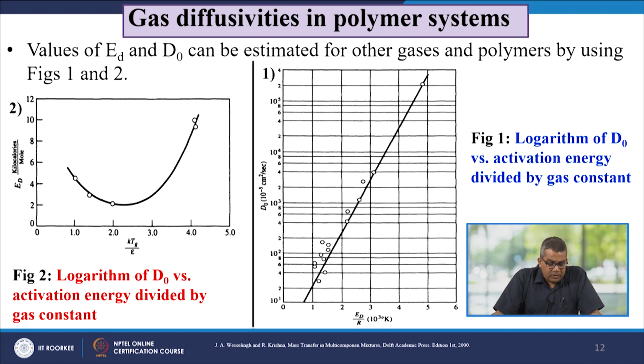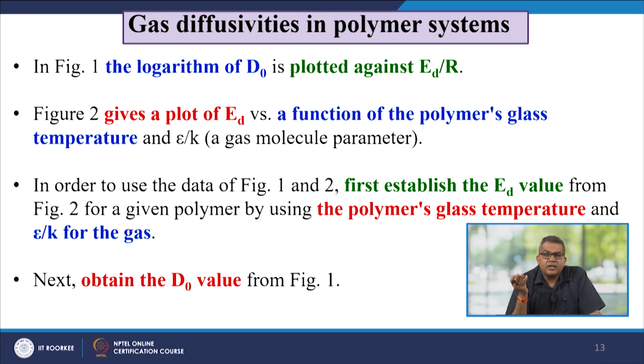Now, the various values of ED and D naught can be estimated for other gases too and the polymers by using these two figures. This is the logarithm of D naught versus activation energy divided by gas constant. So, all these things can be utilized.